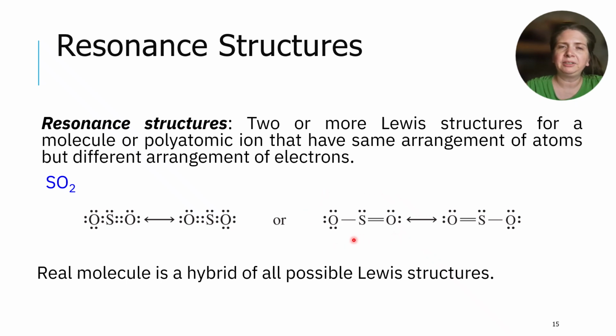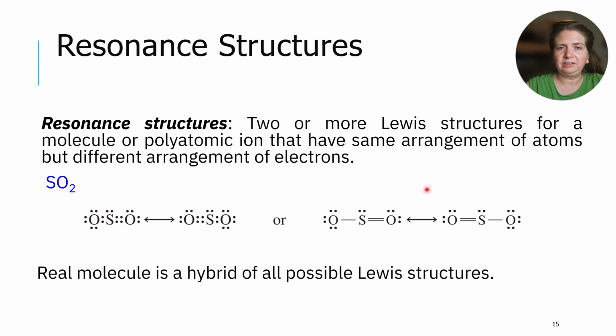For example, sulfur dioxide, SO2, can be drawn with the double bond to the oxygen on the right or with the double bond to the oxygen on the left. Both structures are valid. The actual molecule is a resonance hybrid between these possible structures. Resonance hybrid does not mean that the double bond switches back and forth between the 2 oxygen atoms. Instead, the electrons are shared over the entire molecule.